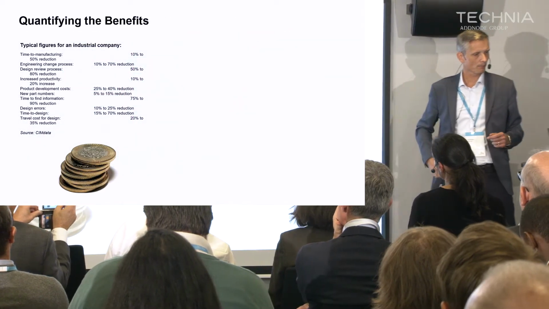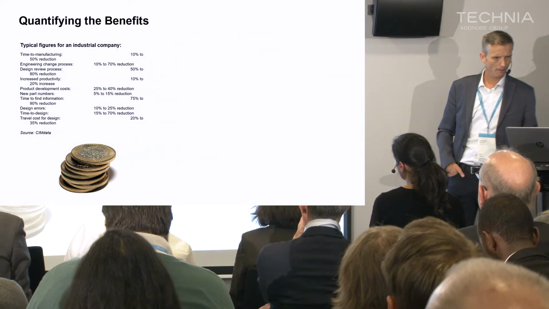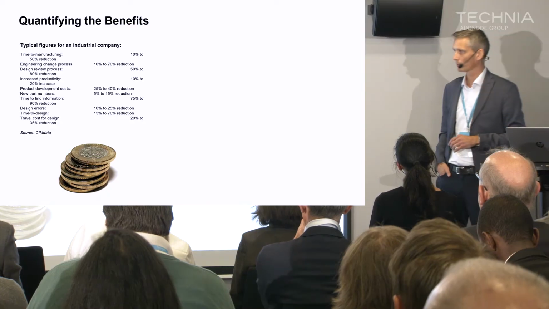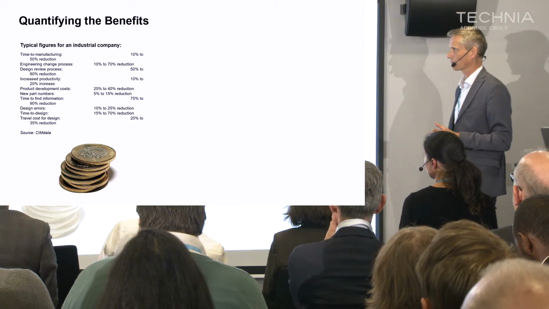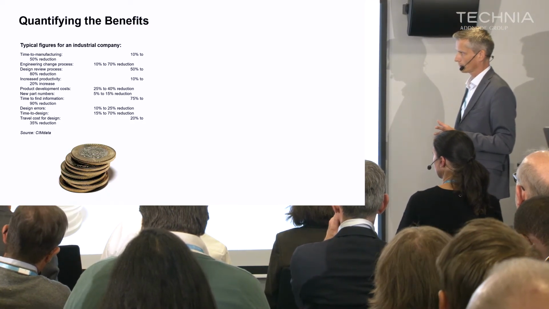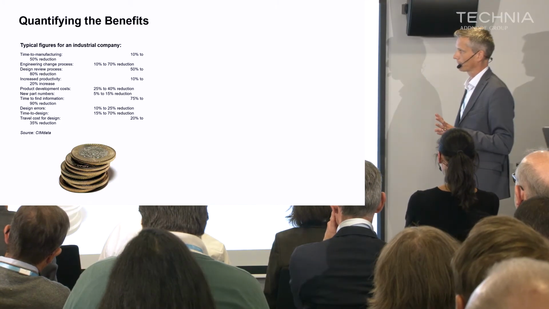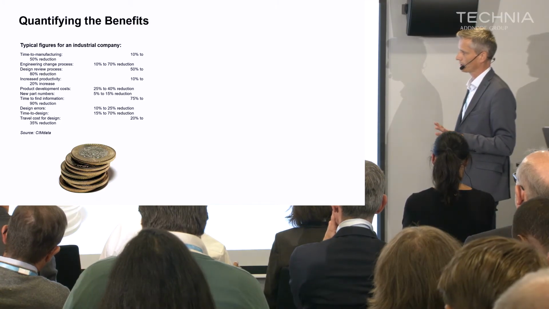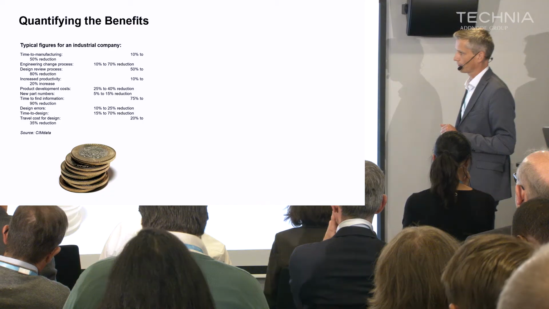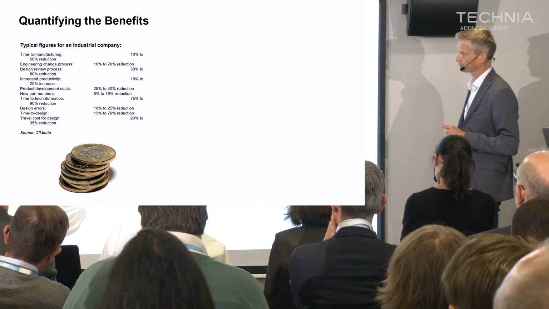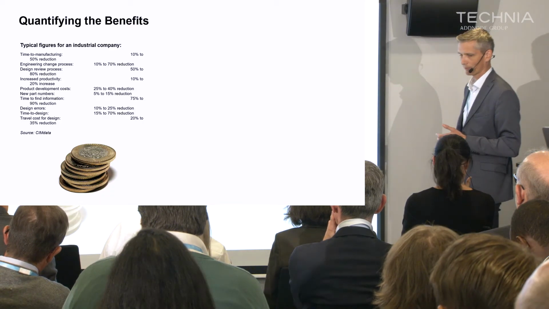Some examples on how to quantify. You can see it from a more general point of view, from a more business point of view. These are typical time savings, typical benefits based on investigations done by SIM data. So that is usually what you do if you don't have anything else.